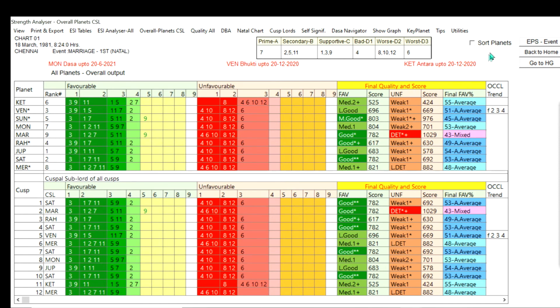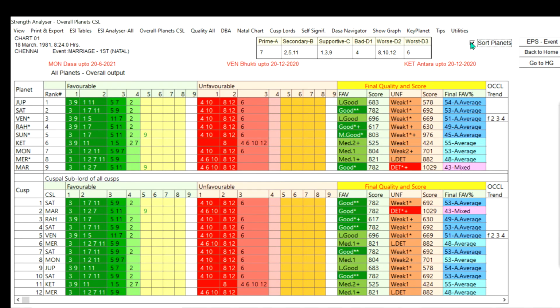For example, you can see sort planets. If you click sort planets, all 9 planets are shown according to their strength from rank 1 to 9. You can see above average, average and mixed. As I said, mixed will normally get the last rank, but it does not mean it will always be a lower rank. Mixed means it has got both good and detrimental. But based on the house grouping level wise study, we can see whether it is towards the higher favorable side or unfavorable. Though it is going to give a mixed result, the actual strength can be studied only by level wise study. You can see Jupiter is in the first rank and Saturn is the second rank.